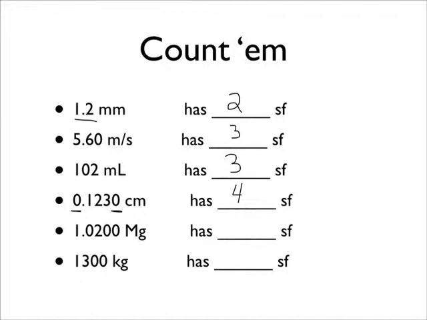1.0200 megagrams, we've got 2 non-zero digits, a captive, and 2 trailing zeros. We also have a decimal point involved. So all of those zeros are significant. So we have a total of 5 sig figs. And finally, 1,300 kilograms. We've got 2 non-zero digits and we've got 2 trailing zeros. But for those trailing zeros, there's not a decimal point there. So since there's no decimal point, they're not significant. So we only have two sig figs, the 1 and the 3.